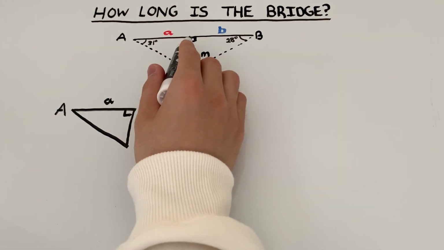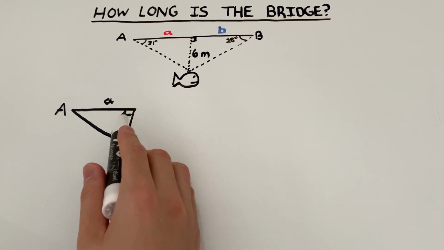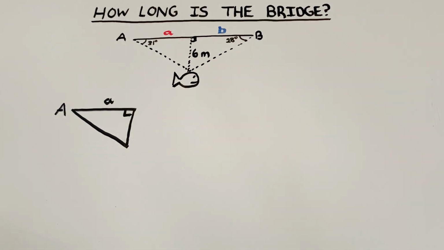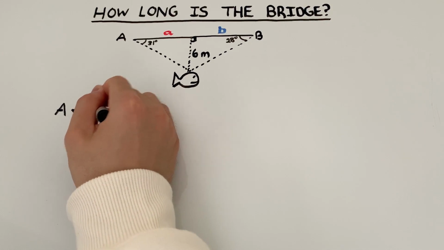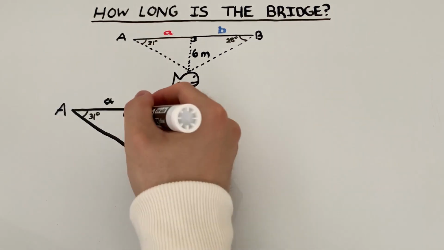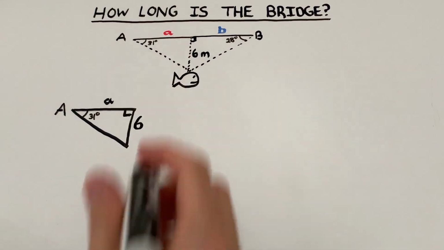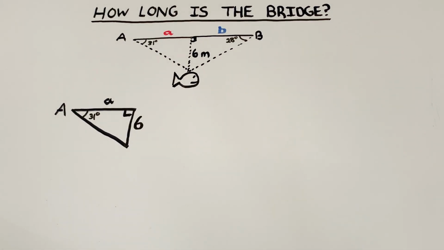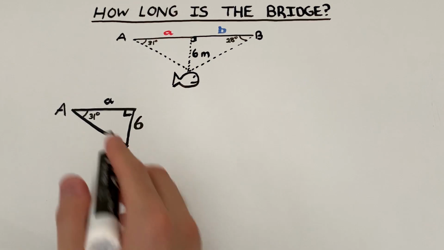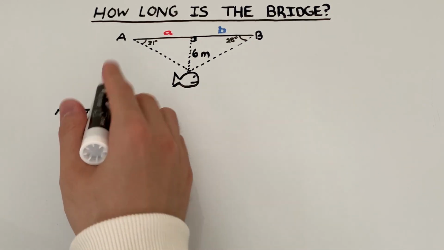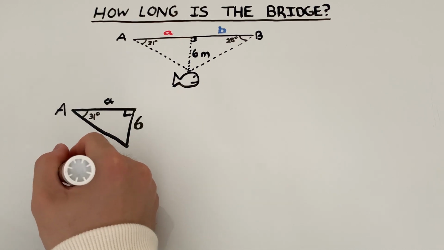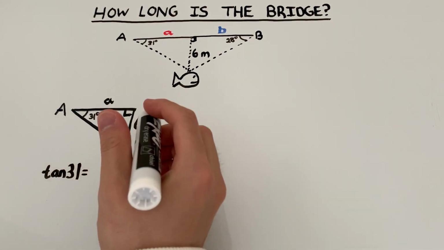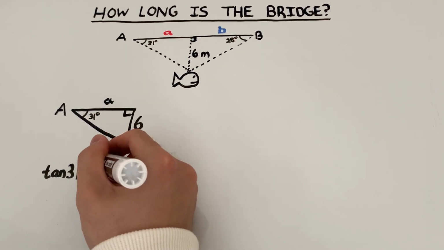Remember, if this angle is 90, then this angle is also 90 because it's a straight line. This angle is given to be 31, and then this side is 6. From here, relative to this angle, we have the opposite and adjacent side. Once again, we have tangent, and tangent 31 is equal to opposite 6 over adjacent A.